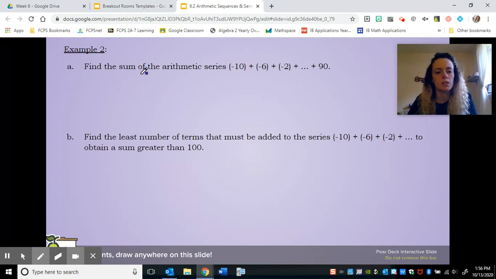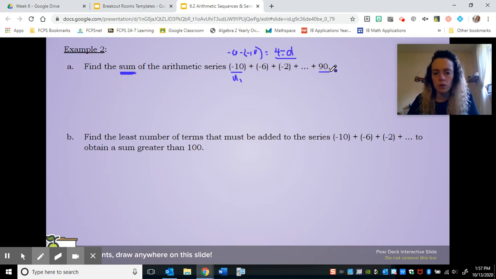Example 2, we're first asked to find the sum of the arithmetic series that's given to us. So notice that they don't explicitly say a lot, but it still gives us quite a lot of information. I know my first term. I can easily figure out what my common difference is. So negative 10 to negative 6, or negative 6 to negative 2. I can see that I'm adding 4 every time. If you're ever not sure, similar to what we did in example 1, take the second term minus the first term, always subtracting, and that'll give you your common difference. So in this case, d equals 4.